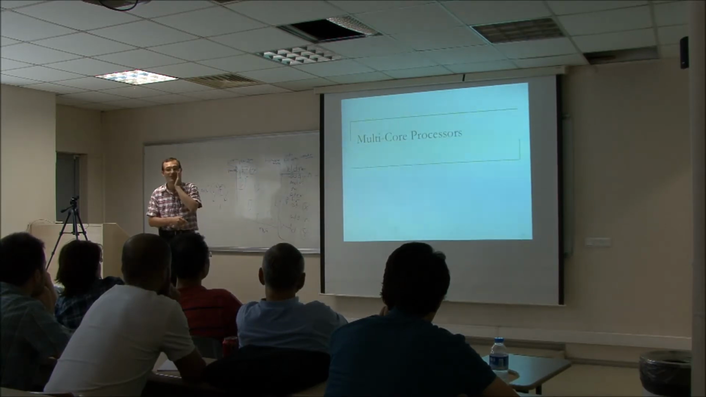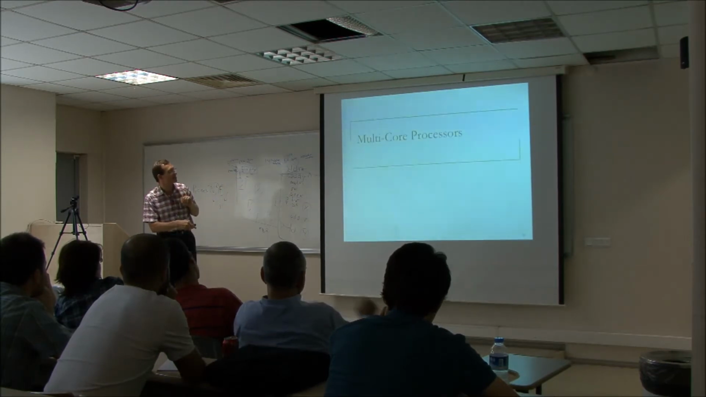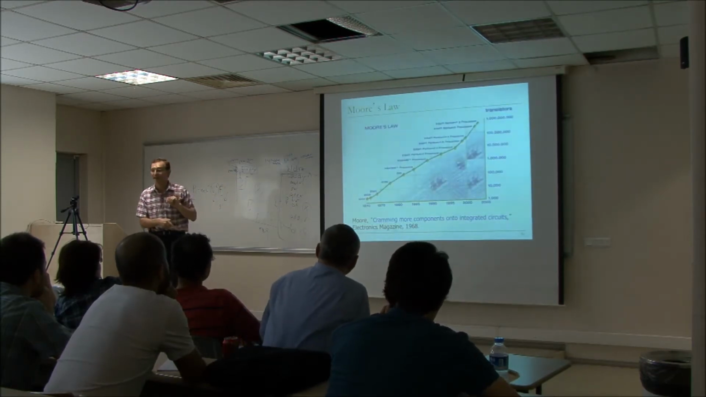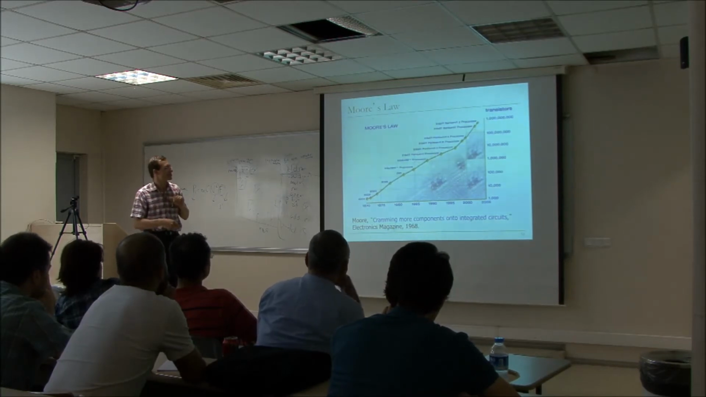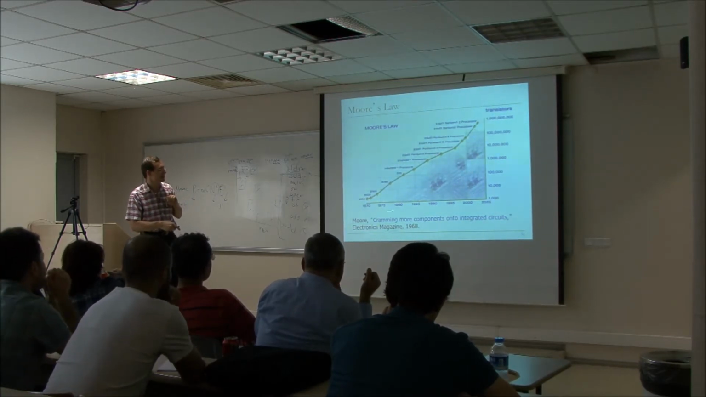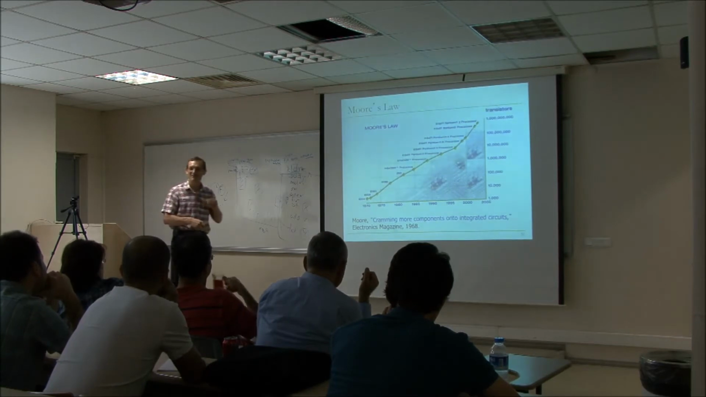Okay, let's go into multi-core processors, which are basically examples of these tightly coupled multiprocessors today. Why have we gone to multi-core? You've probably seen this chart, and this is another seminal paper. How many people have read this paper?